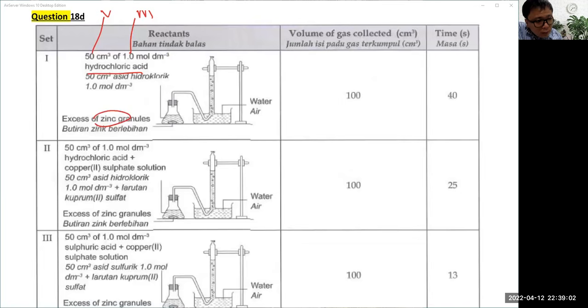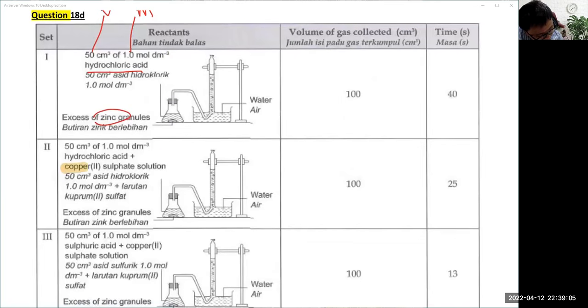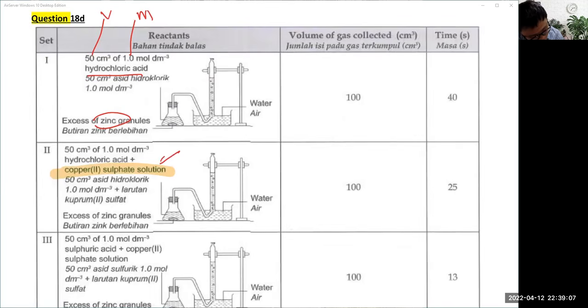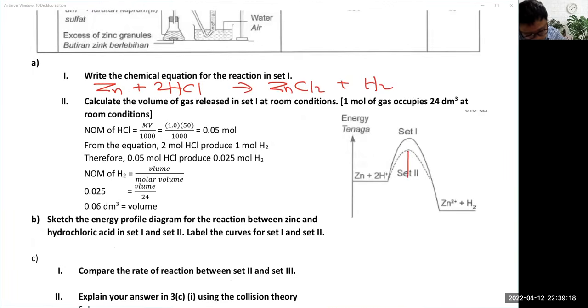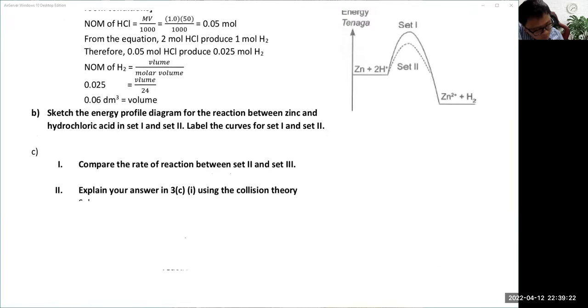Okay. Sketch the energy profile diagram for set 1 and set 2. So look at set 2. You realize that set 2 has this one, this is the catalyst. You remember, for acid plus metal, the catalyst is copper(II) sulfate. Always asked in the exam. Okay, so the catalyst will have a lower activation energy.